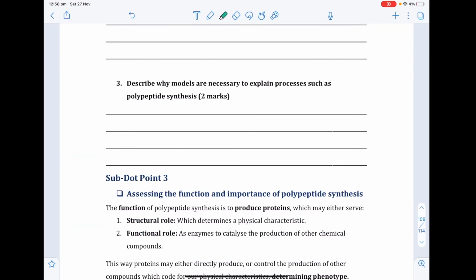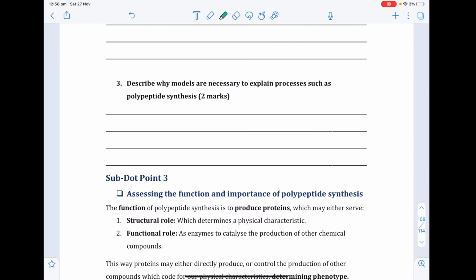We have 2 minutes. You guys can start packing up, but we'll just talk about this. Why do you think models are necessary to explain such processes? Good. Does anyone else have any ideas? Visual, good. So it's a visual simplification that allows you to better understand how the process takes place, right?